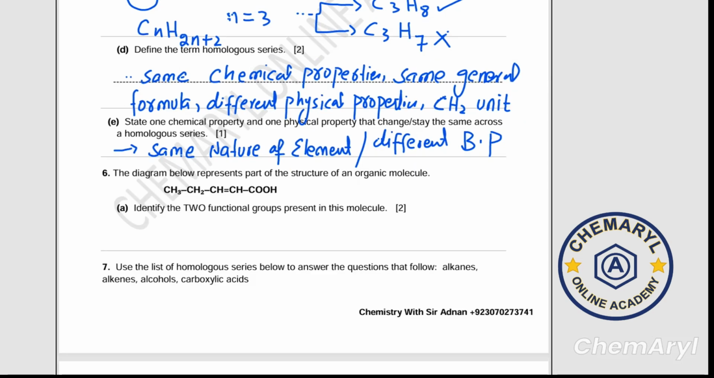Next question, dear student, is 6. The diagram below represents part of the structure of an organic compound. Identify the two functional groups present in this compound. One functional group, dear student, is carbon double bond carbon, and the second functional group is the carboxylic group COOH.